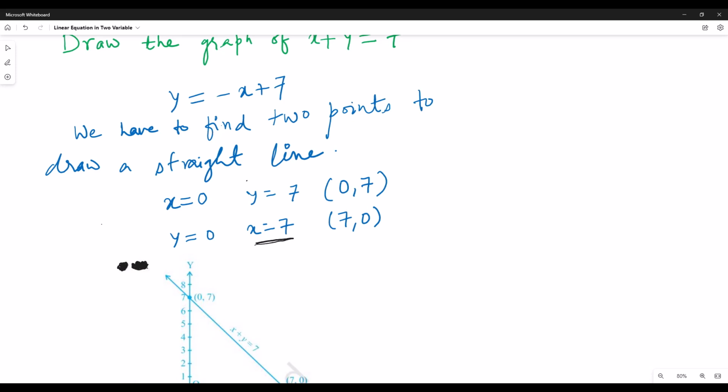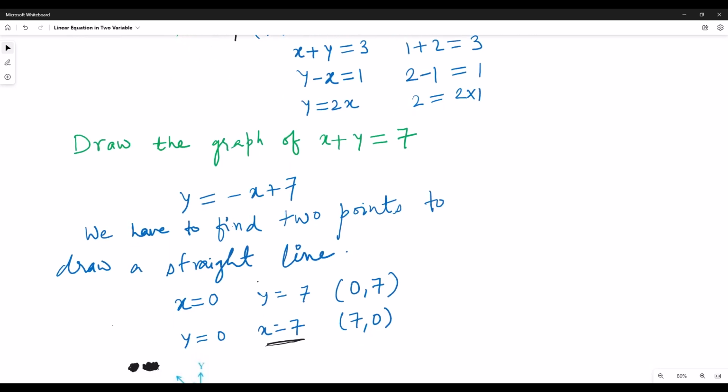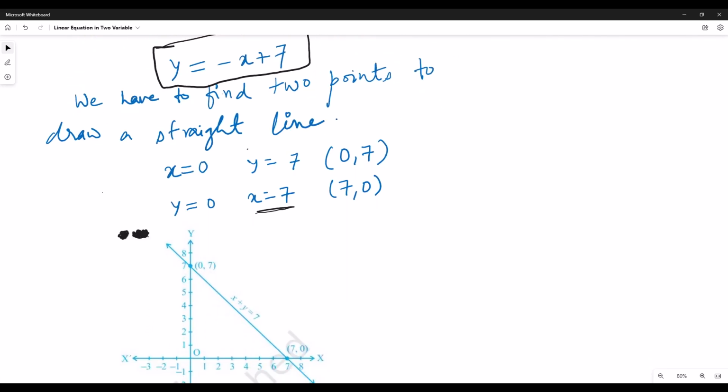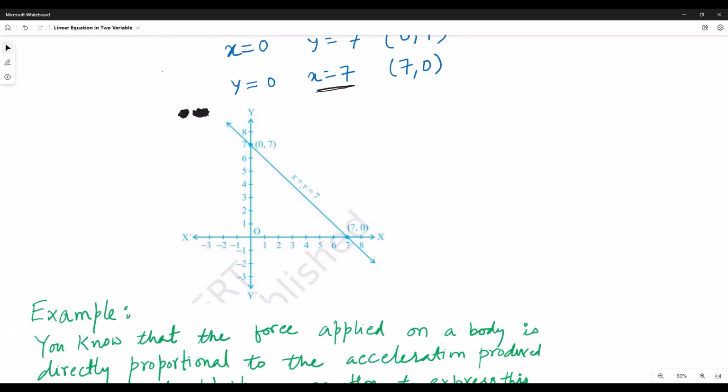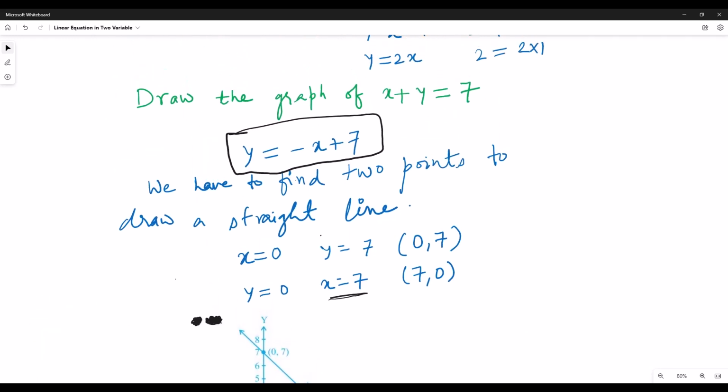So, draw the graph of x plus y equals 7. We have to find 2 points to draw a straight line. To find the solution of this equation, we have to find only 2 points. If we find the 2 points, then we can plot this equation. The simple way: you put x as 0, then y will be 7. And when you put y as 0, then x will become 7. So (0, 7) and (7, 0).